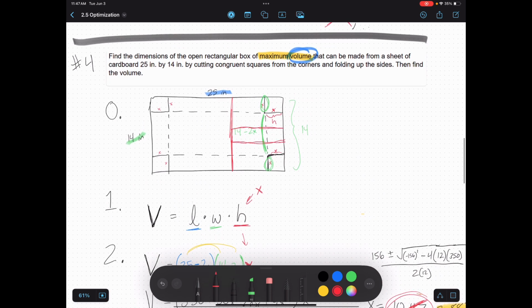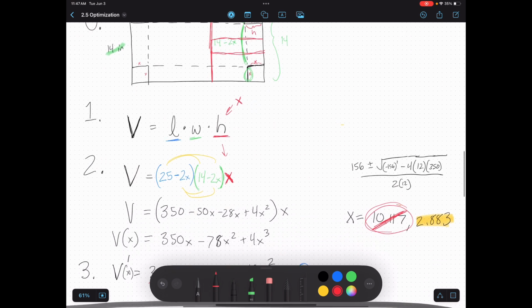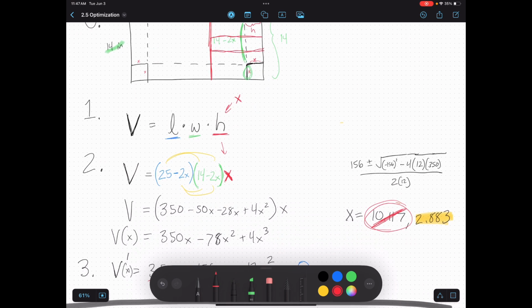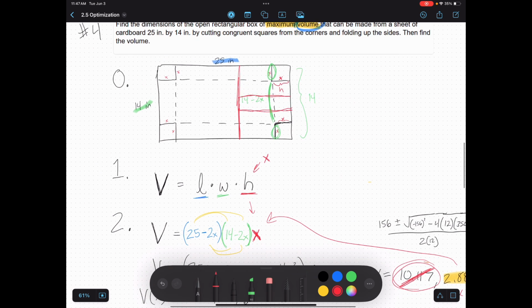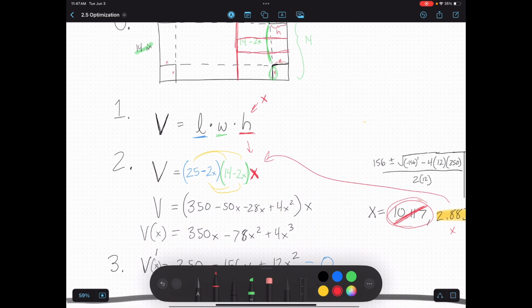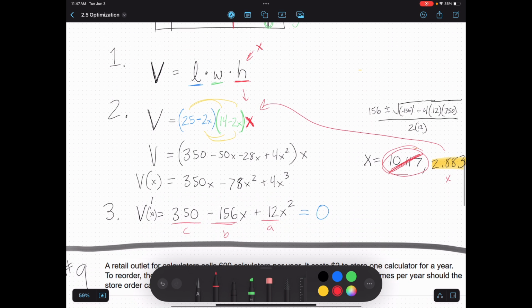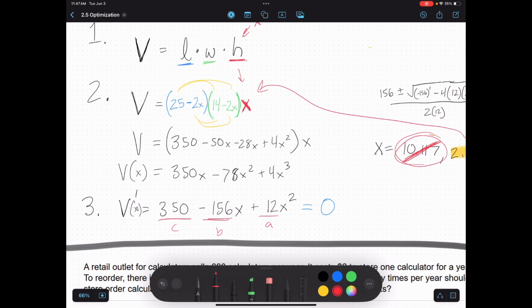Now the question is actually asking for the dimensions, so the length, width, and height. Now that I know my x value, I can just plug this in for x in this problem, and that'll also help me find the volume. But perfect, this is a great example of one where drawing a picture helped. Your initial formula was in terms of lots of variables, but I used my additional information to put it all in terms of one variable so that I could take the derivative and set it equal to 0.